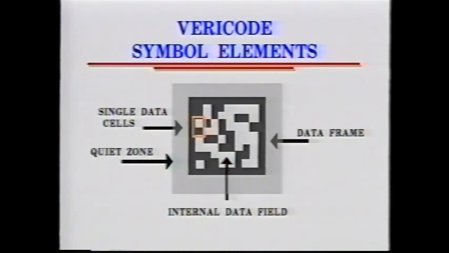The quiet zone is an invisible border surrounding the data frame. The quiet zone border is the width of at least one data cell. The Vericode symbol is the most advanced and space-efficient of all machine-readable symbologies. The Vericode symbol is capable of representing any information that can be converted into binary format.